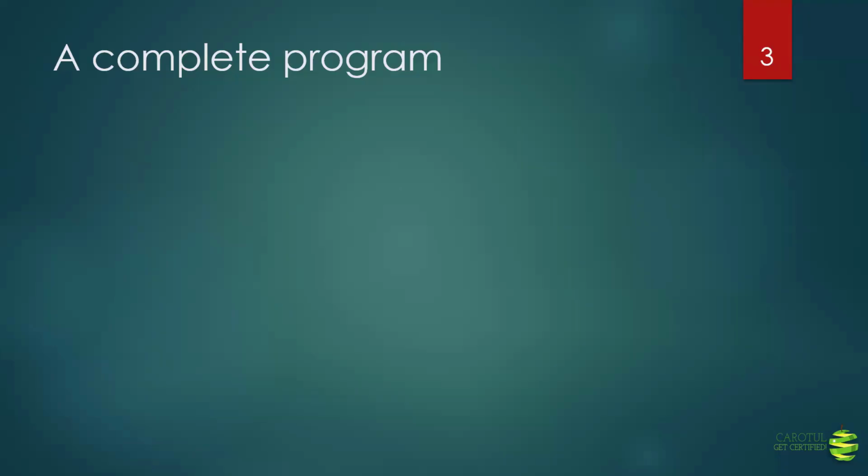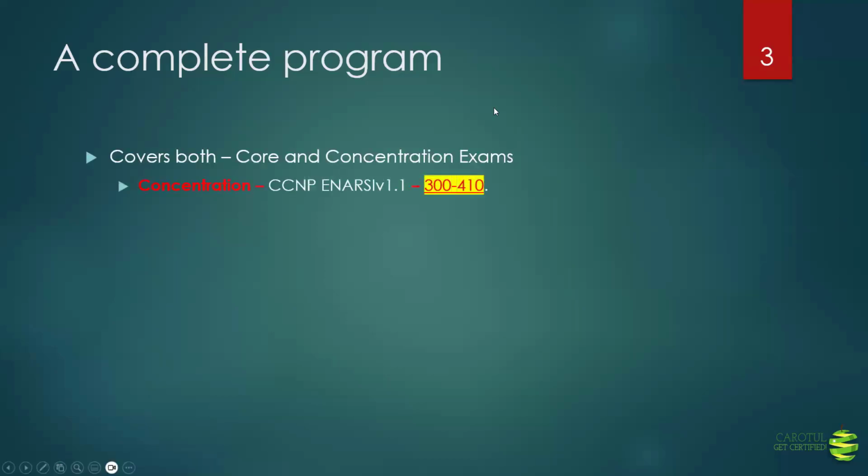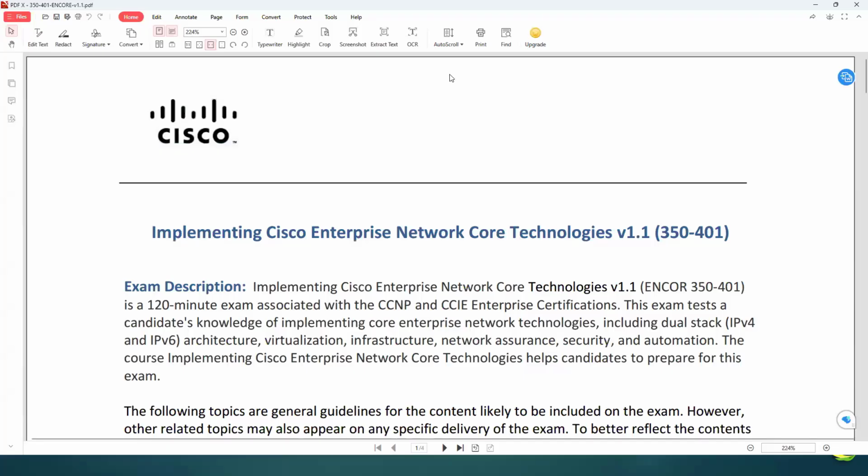If you are doing NRC and ENCOR both, right? So that's why this program covers both CCNP NRC and CCNP ENCOR. So currently the version that is going on is version 1.1. And for example, ENCOR version 1.1, if you see the syllabus of this, let's see here. This is the official document from Cisco, which represents what kind of information is expected in the ENCOR exam 350-401.